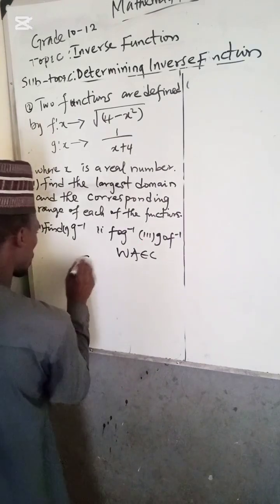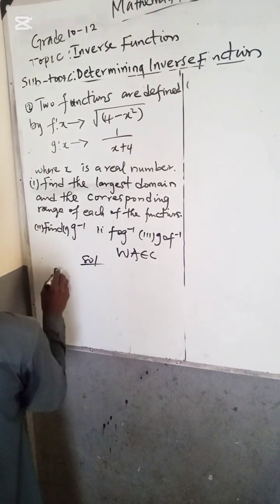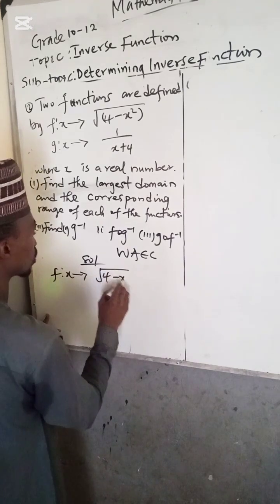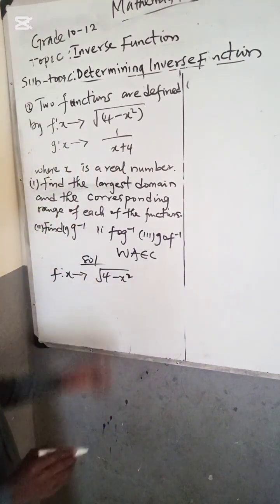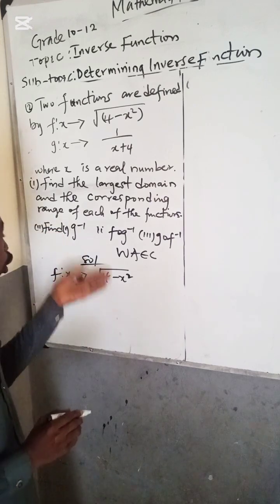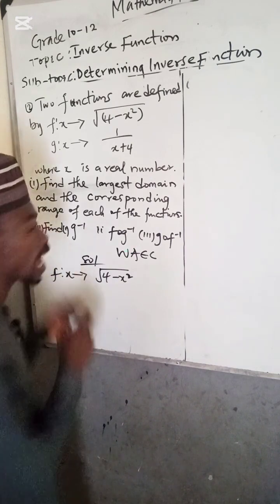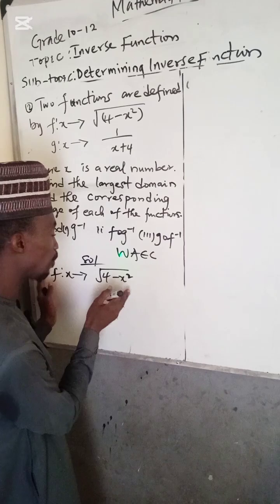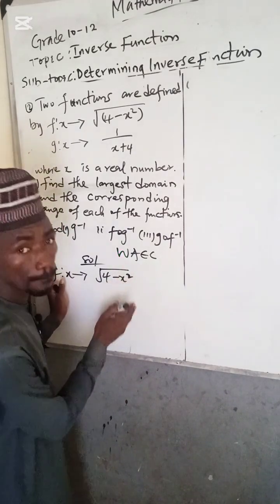Now let's quickly start. The first one here, we have f of x giving us square root of 4 minus x squared. Now remember, if you get this domain, the easiest way to get the range or the codomain is to find the inverse of this particular function. When we find the inverse, we now check under real numbers what the range is going to be.